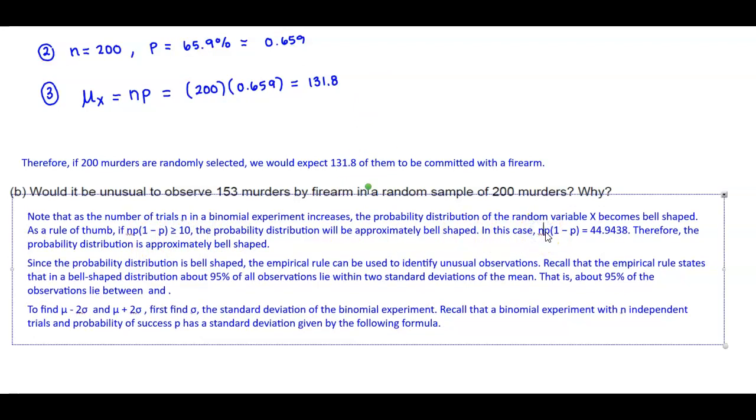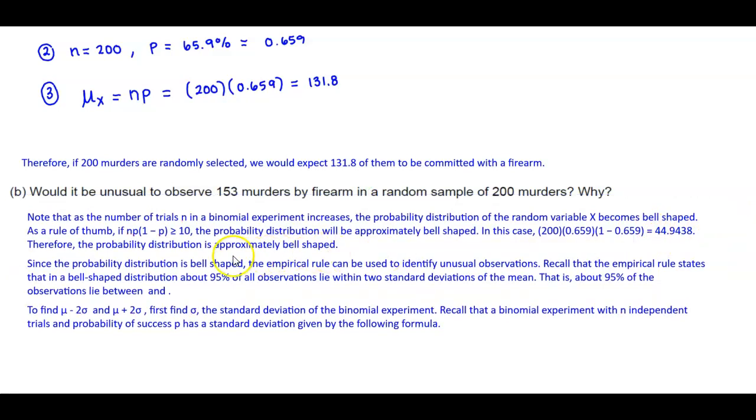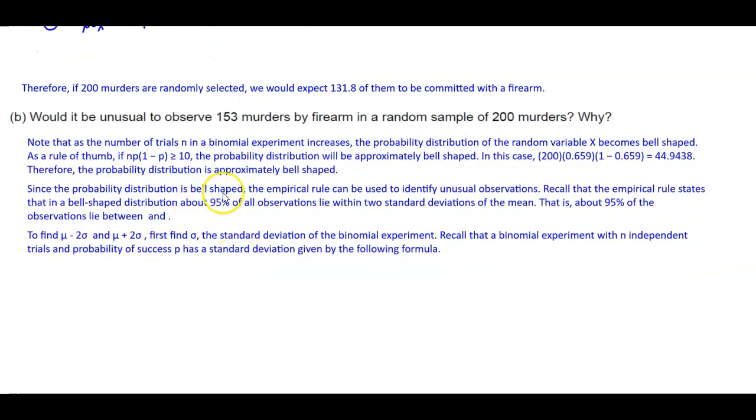In this case, n is 200, multiplied by the probability 0.659, and then by 1 minus 0.659. That is equal to 44.9438, which is greater than or equal to 10. Therefore, the probability distribution is approximately bell-shaped. Since it is bell-shaped, the empirical rule can be used to identify unusual observations.